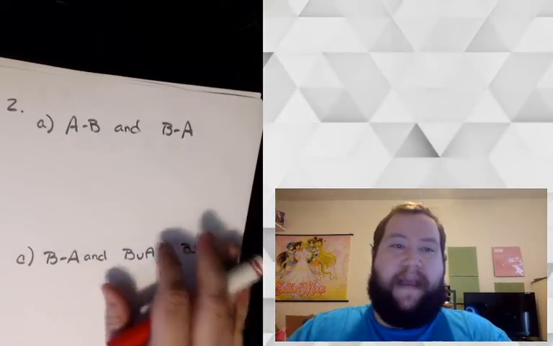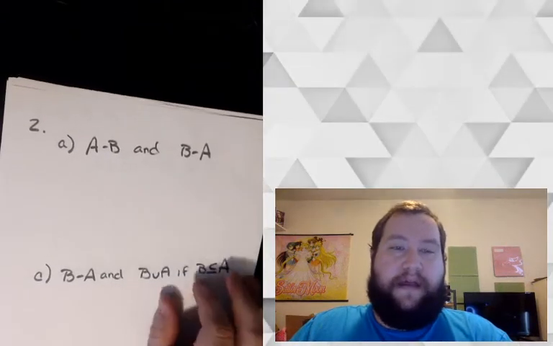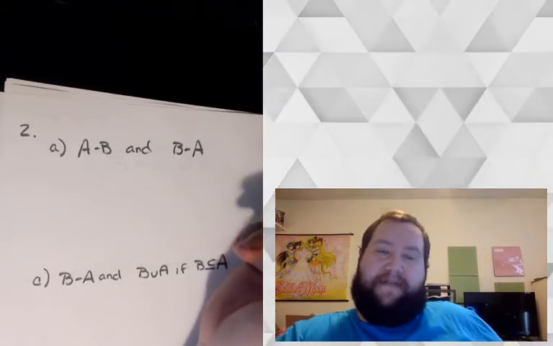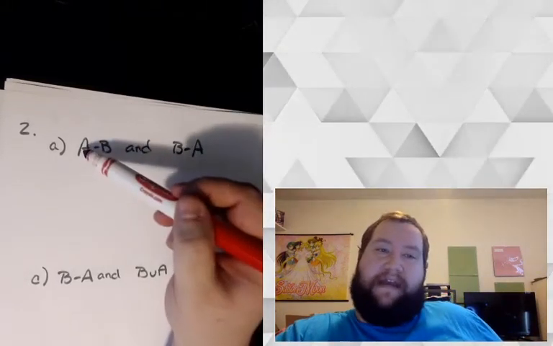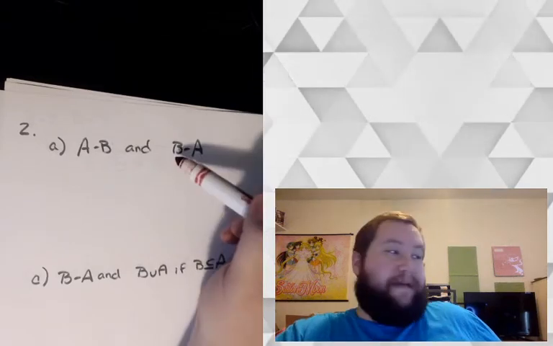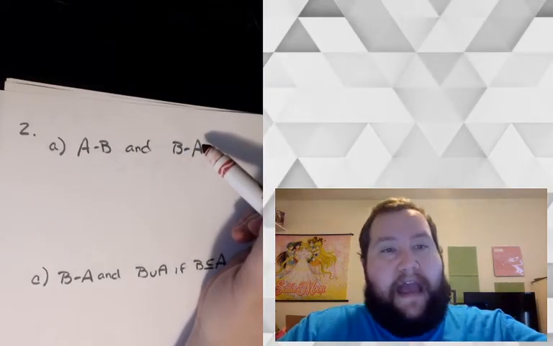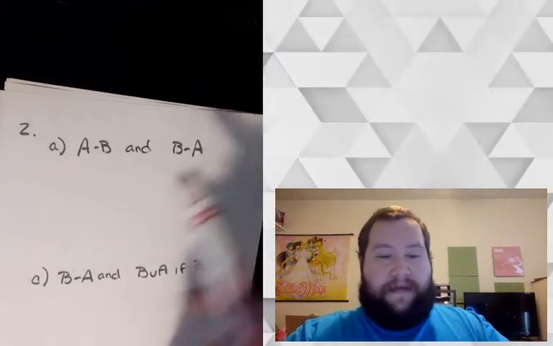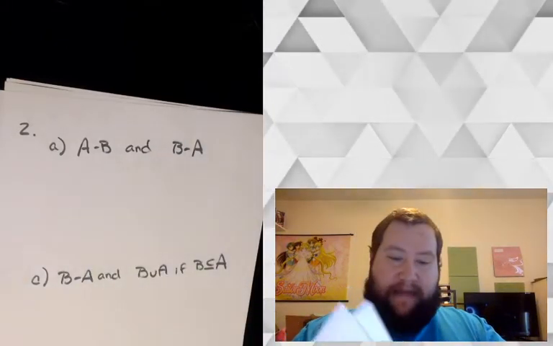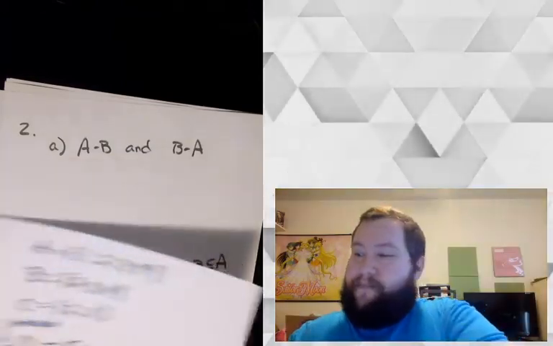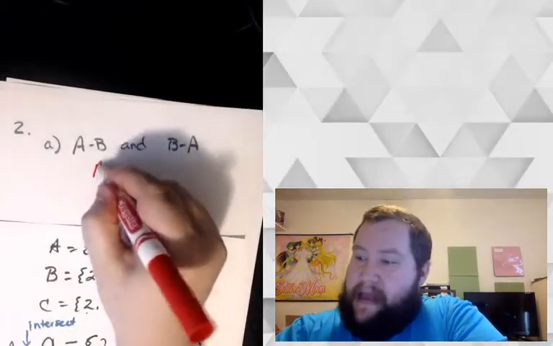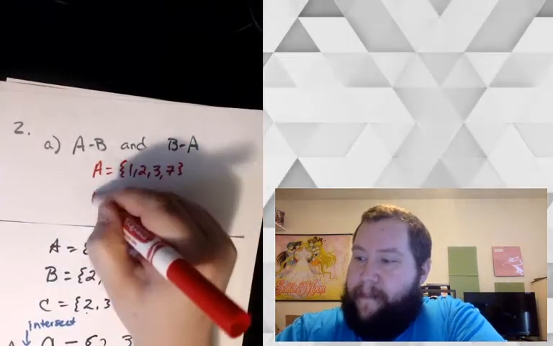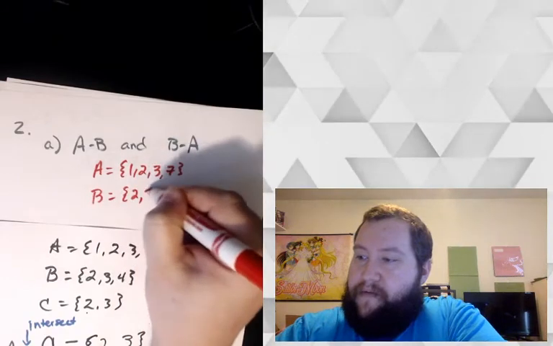And now here again we have this more general question: compare these two, are they always the same? And it says if it's not, give a counterexample. If I start with A and take away everything in B, or I start with B and take away everything in A, am I left with the same? Well, let's go ahead and use our A from earlier and see if that is helpful. We said that A is 1, 2, 3, and 7, and B is 2, 3, 4.